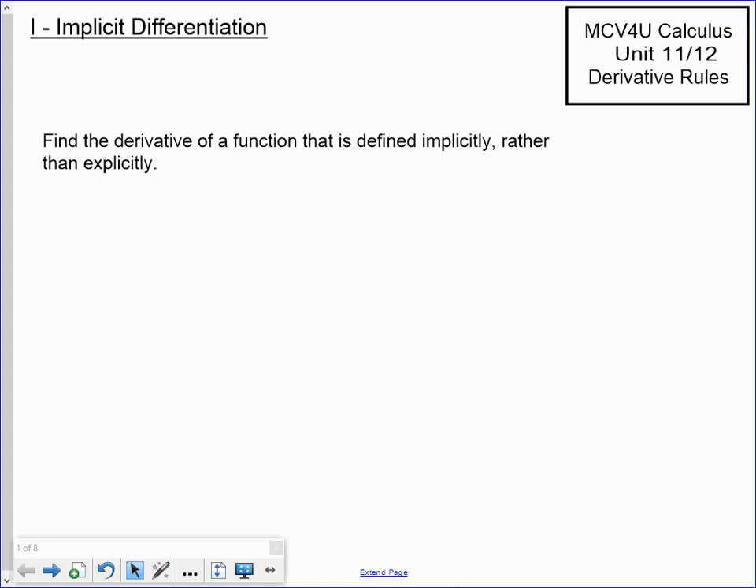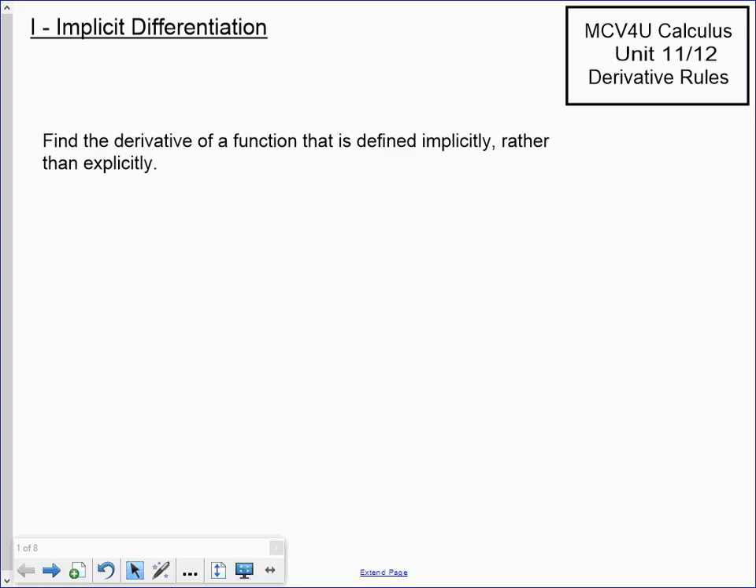All right, this lesson is on implicit differentiation. So the main thing that we want to do here, by the end of this lesson, is be able to find the derivative of a function that is defined implicitly rather than explicitly. And we're going to find out what those two terms mean, explicit and implicit functions.